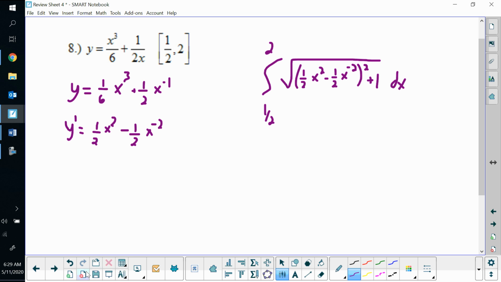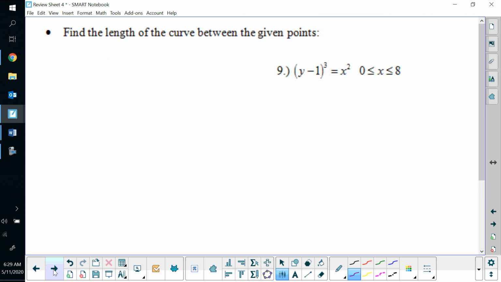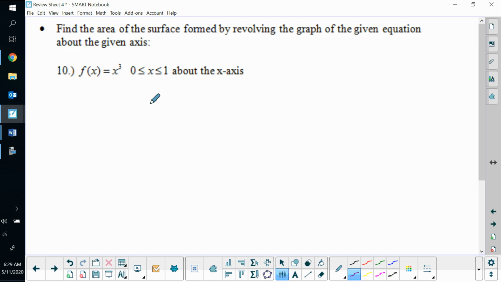So we're going to go on to number 10 next. So we want to find the surface area. So it's 2 pi radius times the arc length. So square root of derivative squared plus 1.